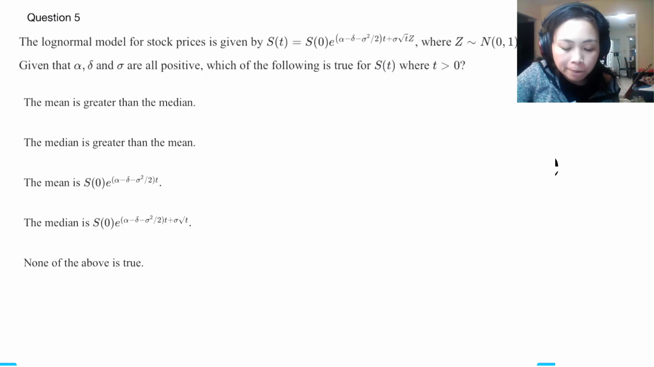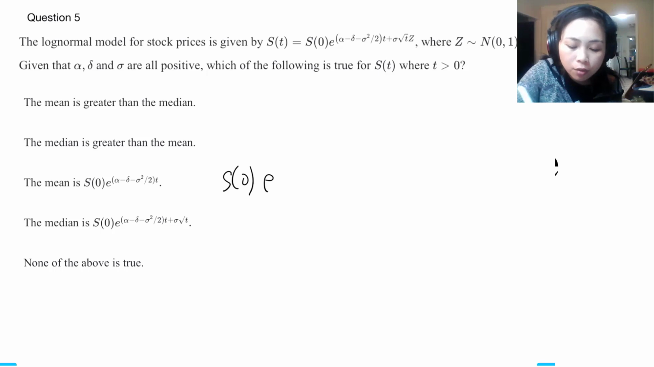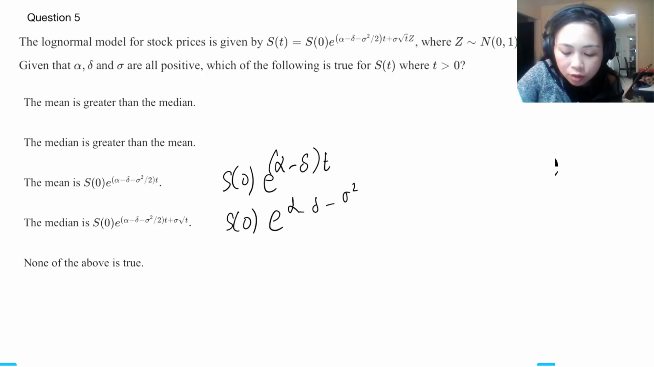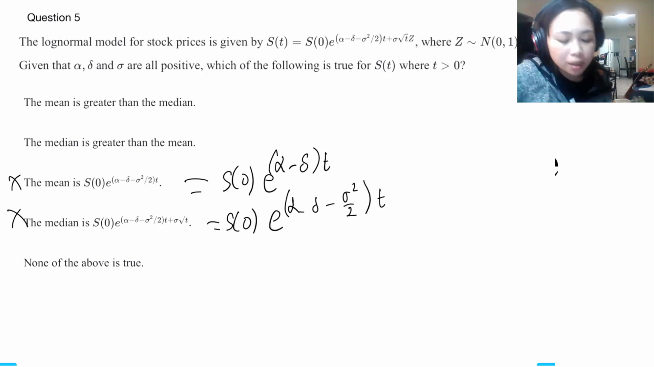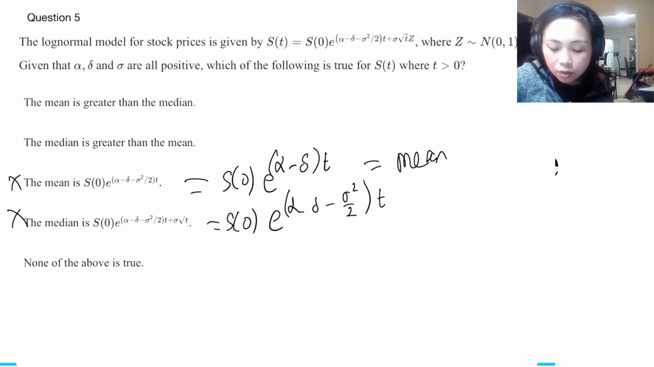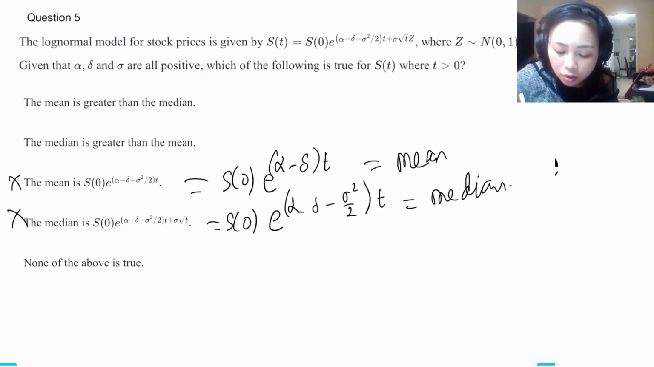Now let's check the mean and the median to see which one is better. If you look at the formula, this is the mean, and this is the median. Now we are going to compare these. First I'm going to look at the median. The median is S of 0 e to the alpha minus delta minus sigma square half times t.